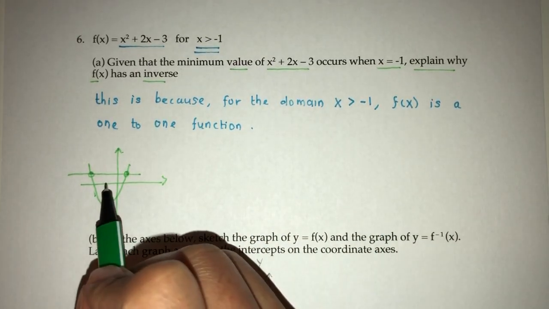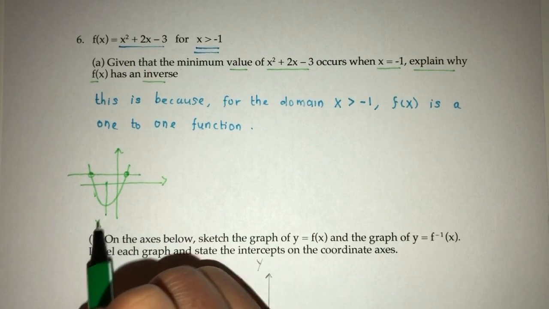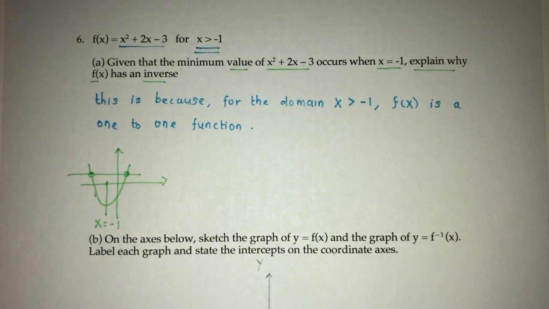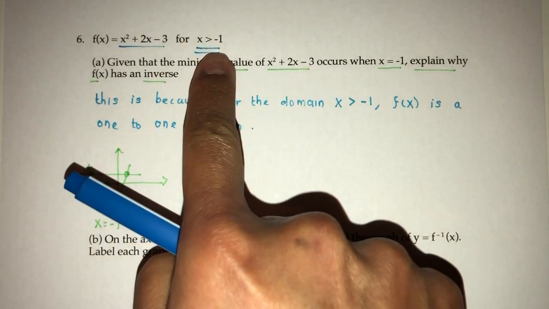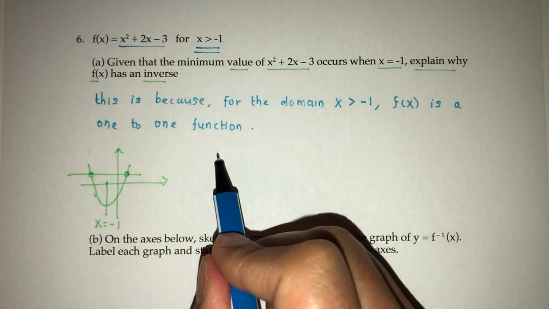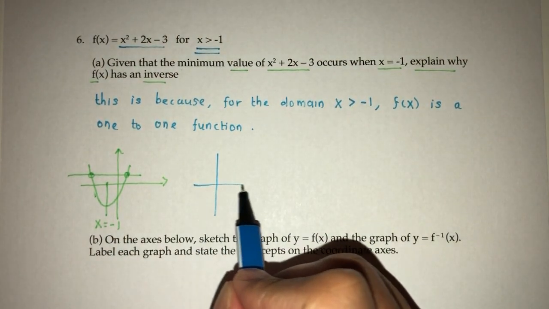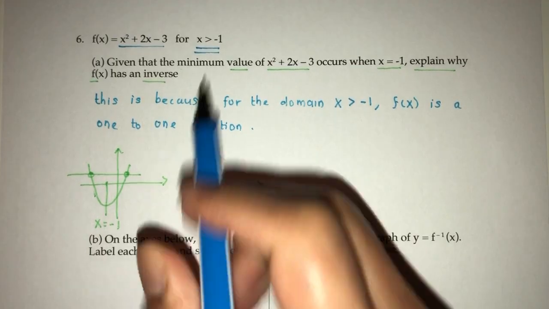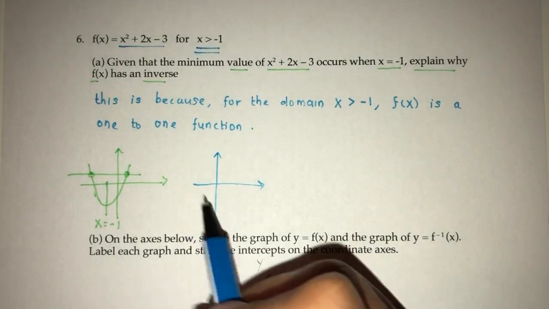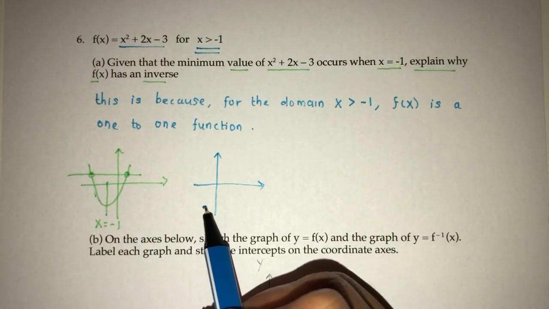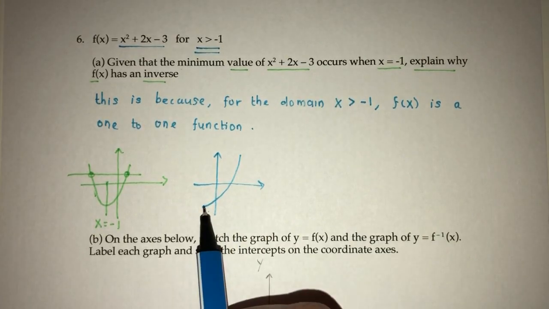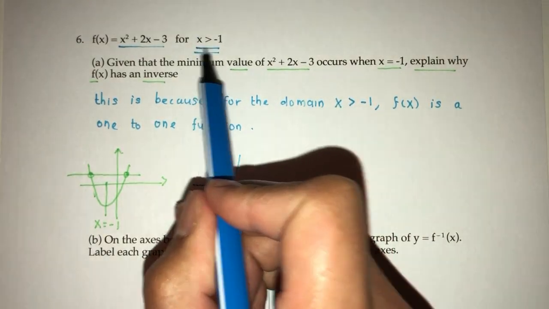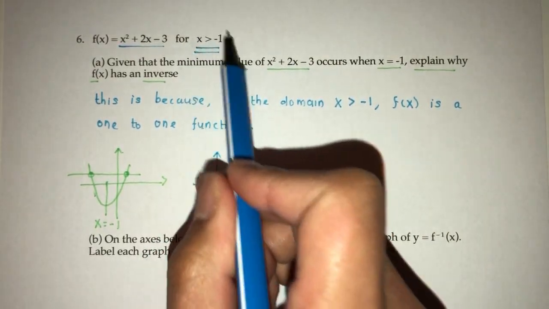But now, this is the point, x equal to minus 1. But now, because of this domain, our function is only defined for x more than minus 1. So right now, your curve looks something like this. So this part does not exist because we define the function only for these values.